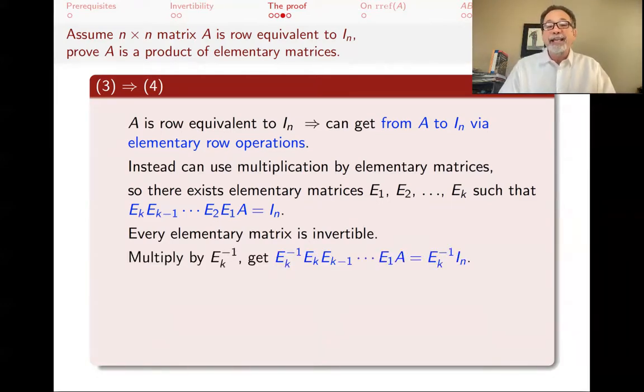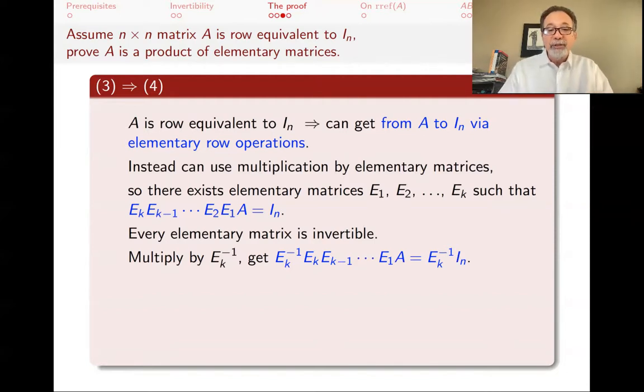And so multiplying by EK inverse on the left, you have to say on the left or right because matrix multiplication is not commutative, so it matters. So if you multiply on the left, you get EK inverse times EK minus 1 all the way to E1A equals EK inverse times identity. Why? Well, because EK minus 1 all the way to E1A is identity.